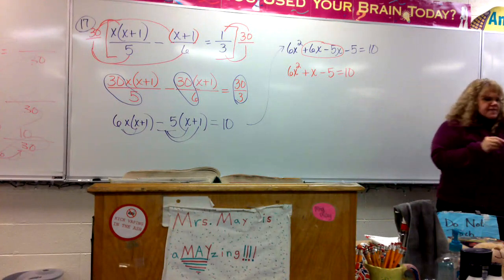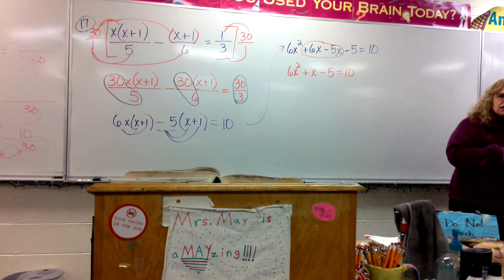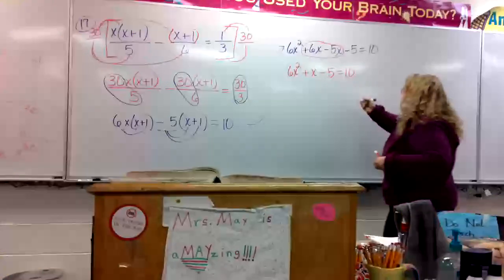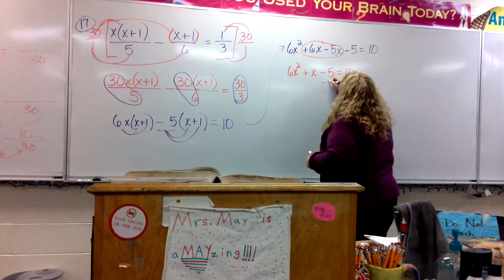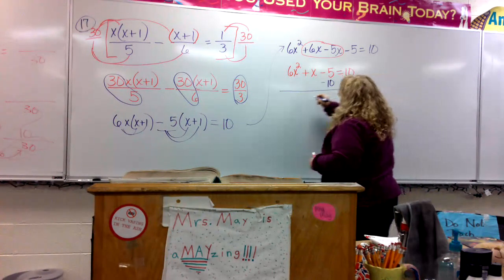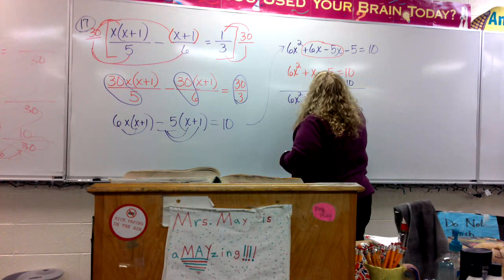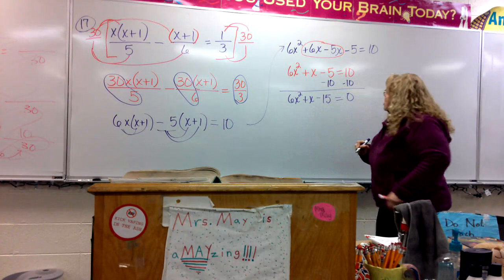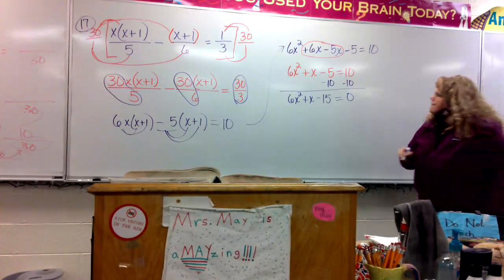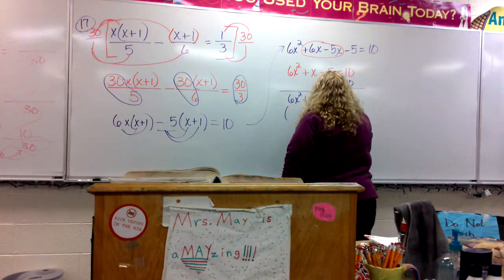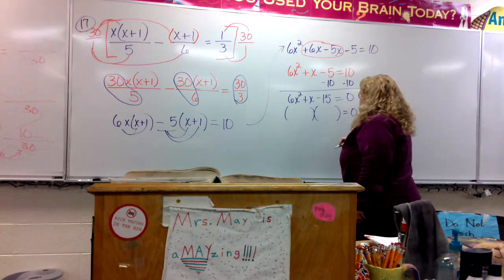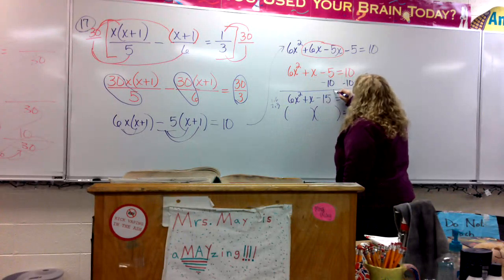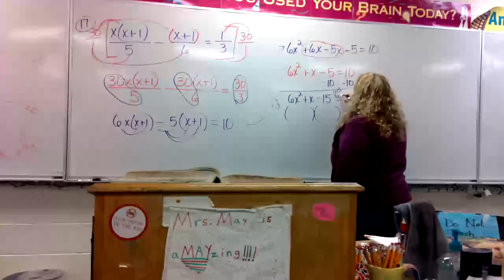How are we going to solve that now? Did you say get it equal to 0 and factor it? Oh, such a smart girl. Minus 10, minus 10. So I get 6x squared plus x minus 15 equals 0. The hardest part might be figuring out how to factor that baby. Because this could be 1 and 6, could be 2 and 3. This could be 1 and 15, or 3 and 5.